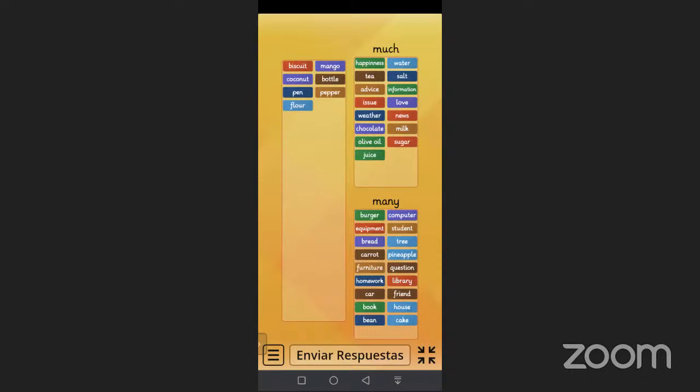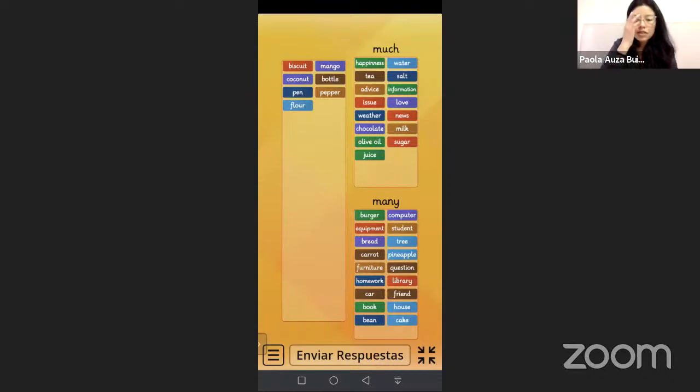What is biscuit? Like what I was saying. It could be like a cookie in the US, or it looks like a muffin in the UK. Biscuit.